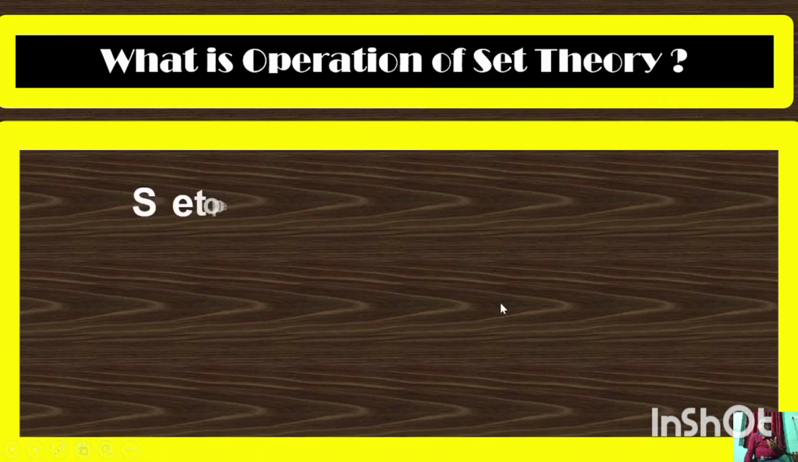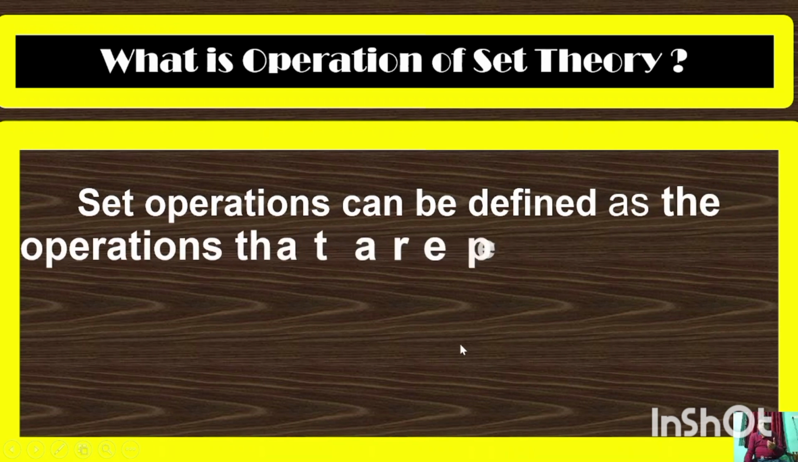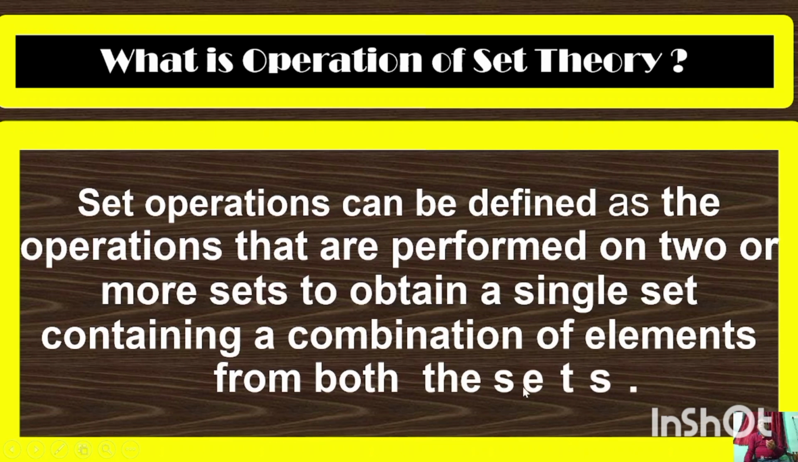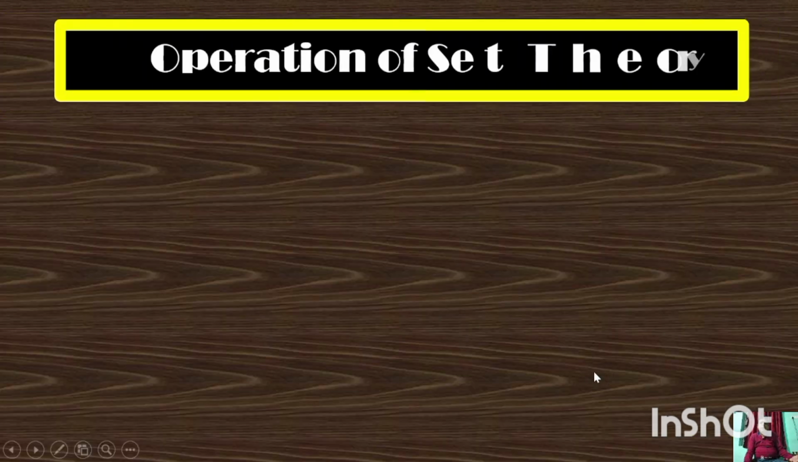Operation of set theory is what I am going to discuss here. A set operation can be defined as an operation performed on two or more sets to obtain a single set containing a combination of elements from both the sets. The set operation is the formation of new sets due to the interaction and combination of two or more sets by taking the elements from both the sets. That is known as operation of set theory.